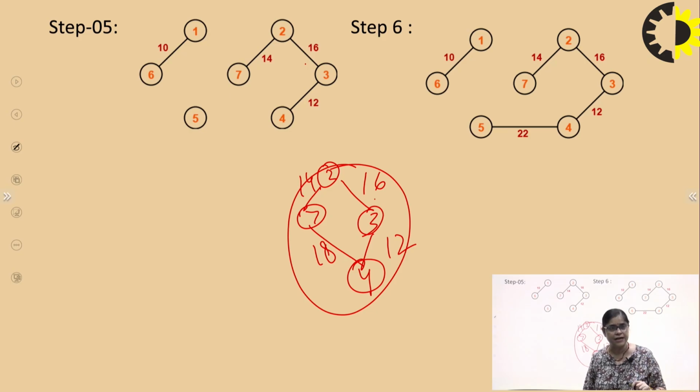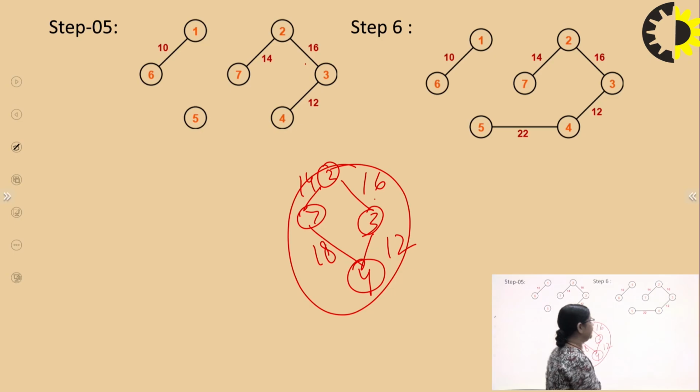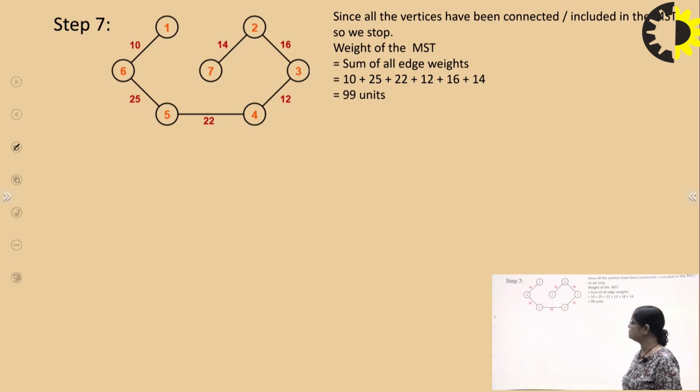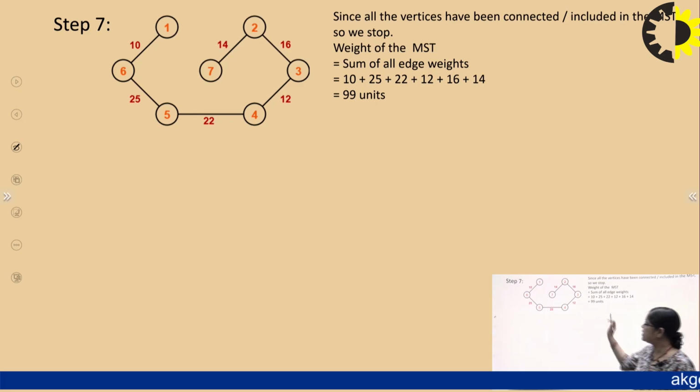After discarding that cycle-creating edge, I compare the minimum again, and the edge between 5 and 4 is 22, right? So here is the final diagram according to Kruskal's, and all the vertices are connected with the minimum V minus 1 edges, right?